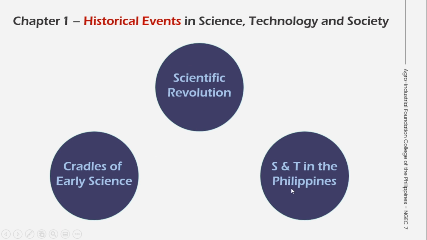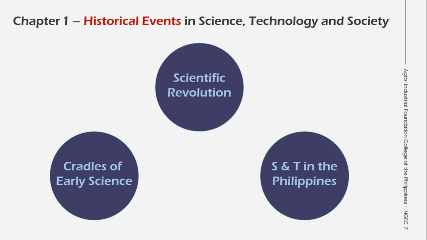As you can see in the progression of the topics, we will take a look at the history of science and technology first from a global perspective. That is why there is the scientific revolution and the cradles of early science. Then we will zoom in to the national perspective, which is science and technology in the Philippines. It is important to establish that these three topics stand on their own, meaning we look at the scientific revolution, the cradles of early science, and science and technology in the Philippines individually.